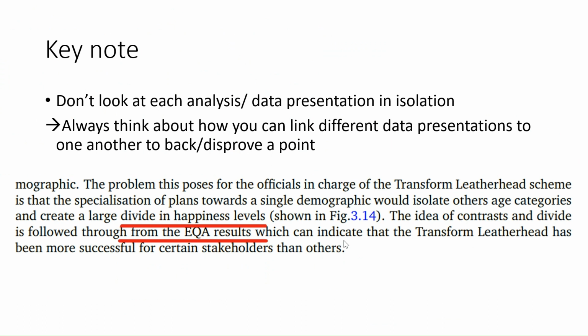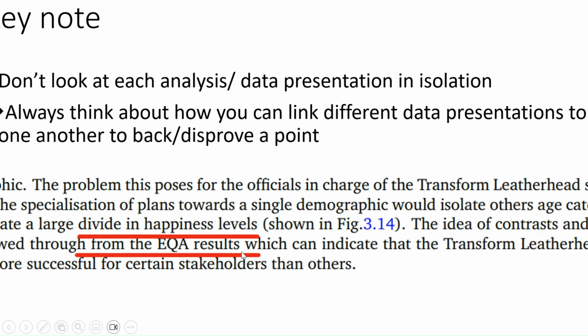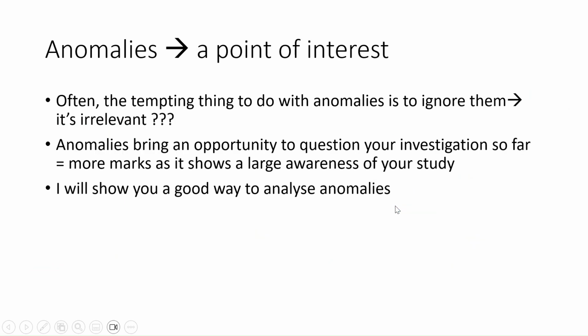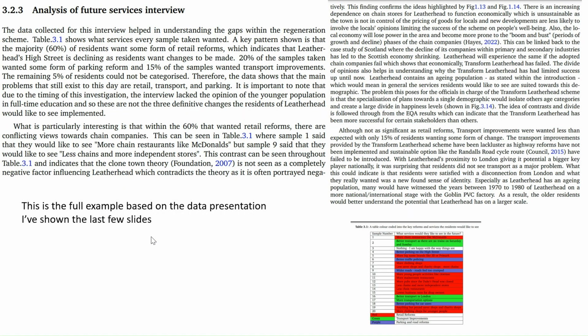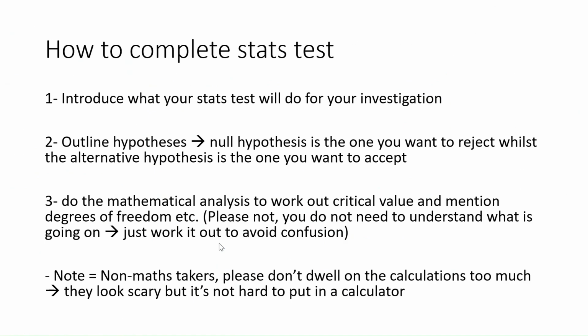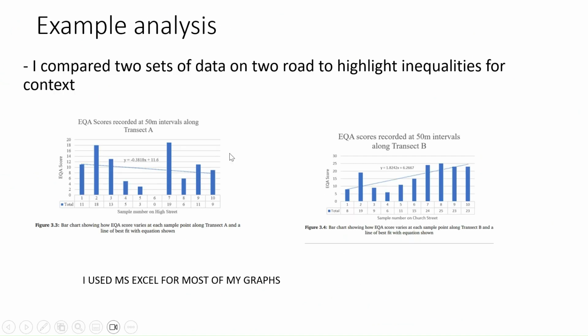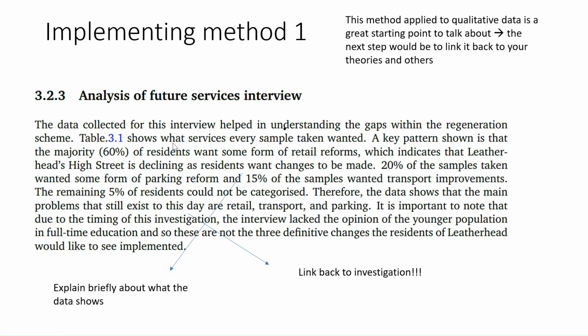Here I zoomed in on the section where I talked about the happiness levels. I linked everything again. I linked this data presentation to my happiness levels, and it's followed through. The idea of contrast and divide is followed through from the EQA results, which is this graph I showed you all the way at the start. So notice how in one analysis, I linked three different data presentations together. That's what you need to do, guys.